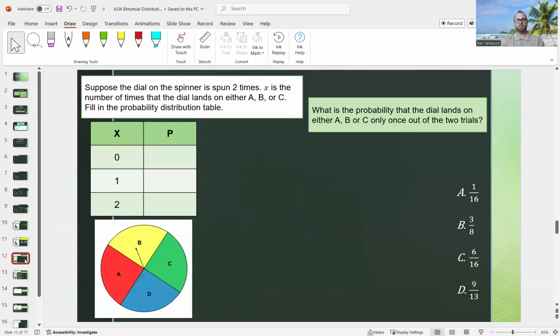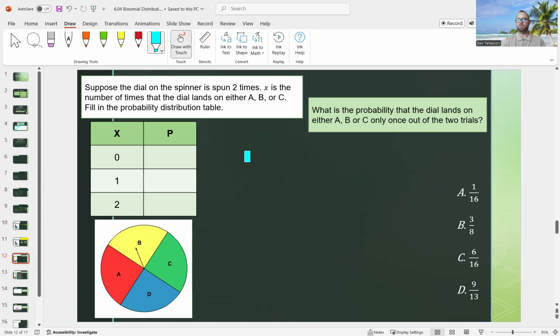Let's try this problem before our exit ticket. I encourage you right now to practice this one for yourself. Okay, suppose the dial on the spinner is spun 2 times. Notice A, B, C, D, okay? X is the number of times the dial lands on either A, B, or C. Fill in the probability distribution table.